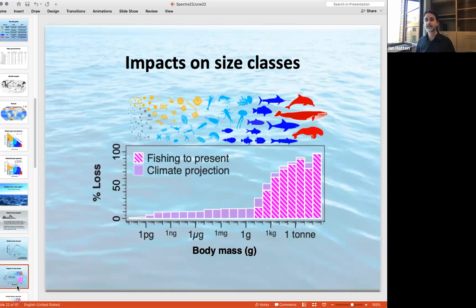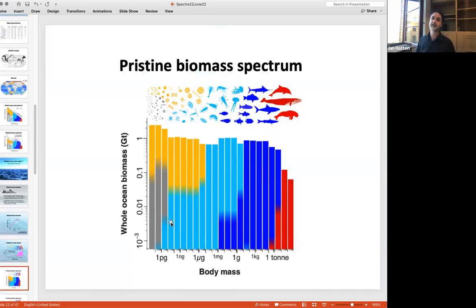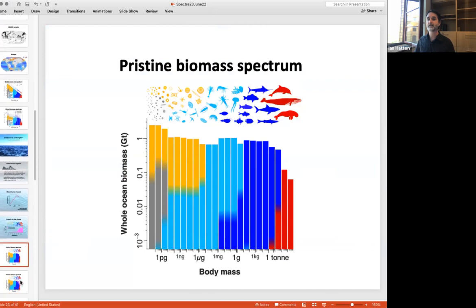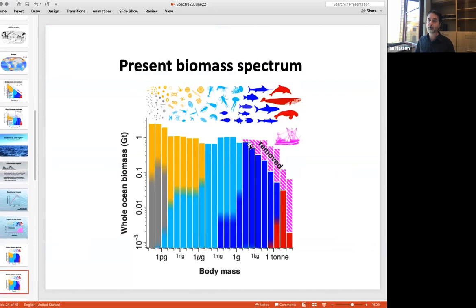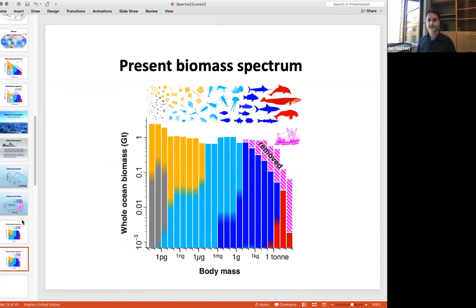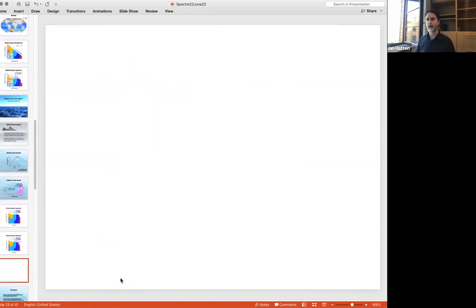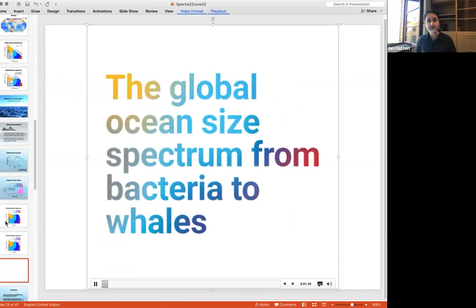And the effect this has on the size spectrum is to take something that may have looked like this pristine biomass spectrum, and turn it into something like this, where we're lopping off a considerable amount of the upper 1/3 of the spectrum. And so I'll maybe summarize with this short video all we've said.